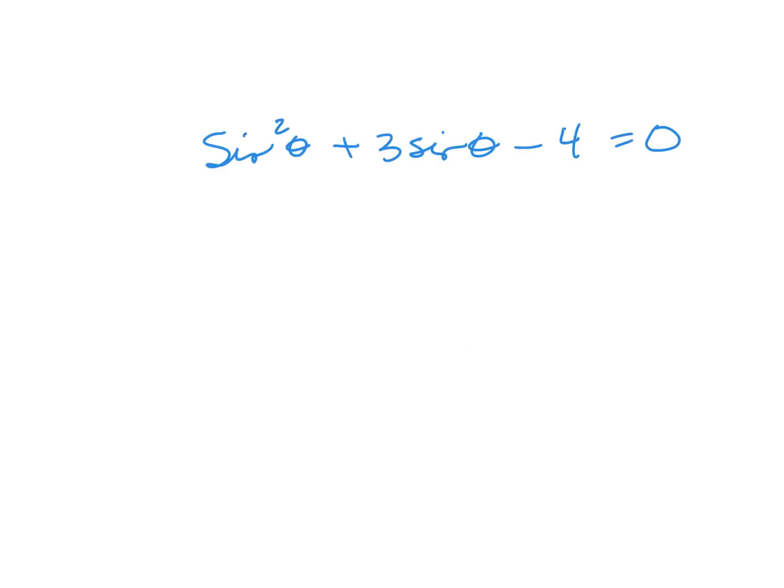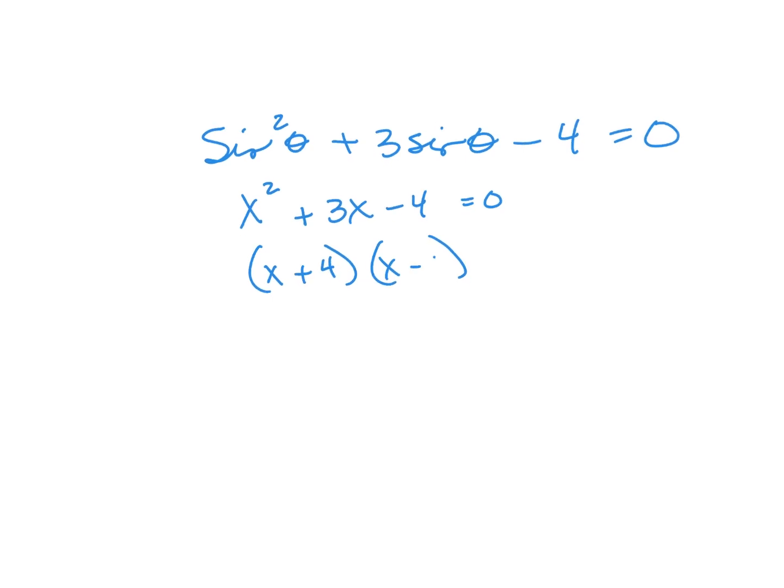These I like to do, I put x's in them. It makes it easier to see. X squared plus 3x minus 4 equals 0. You do what times what is x squared, what times what is negative 4, and added together is 3. 4 and negative 1. So then we write it back. Sine of x plus 4, sine of x minus 1.